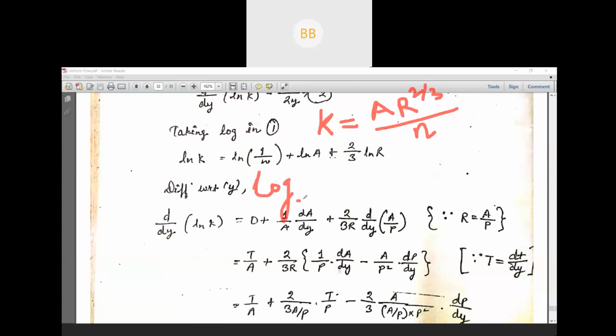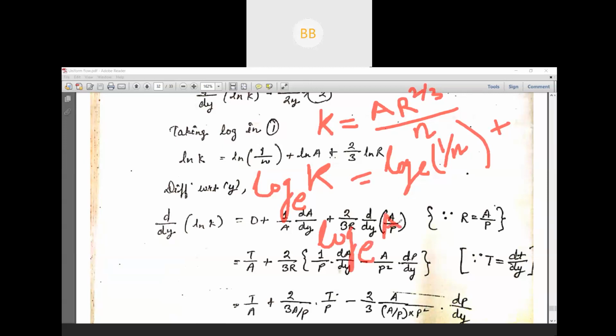Again log e k. This is k. Then we have 1 by n, so log e 1 by n, then addition log e a, addition we have 2 by 3, so here it will become 2 by 3 log e r. After taking log, you will get this expression: log e k is equal to log e 1 by n plus log e a plus 2 by 3 log e r, because r to the power we have 2 by 3. Here a to the power we have 1, so 1 into log e a is nothing but you can directly write log e a.